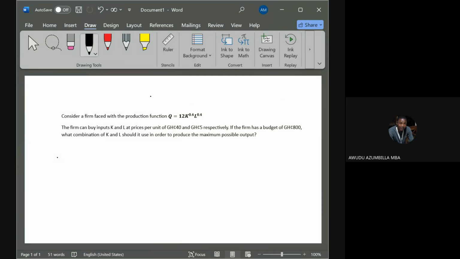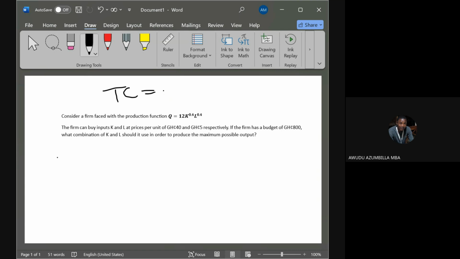So first of all, let's look for what we call the budget constraint. The budget constraint is the total resources that the firm is expected to spend, the 800 Ghana cedis. So we have what we call the total cost of the firm, or the budget constraint. What is the total cost of the firm? The total cost of the firm is equal to the cost of capital multiplied by capital itself. Now, the cost of capital is what? Interest or rent. You can call it rent or interest.